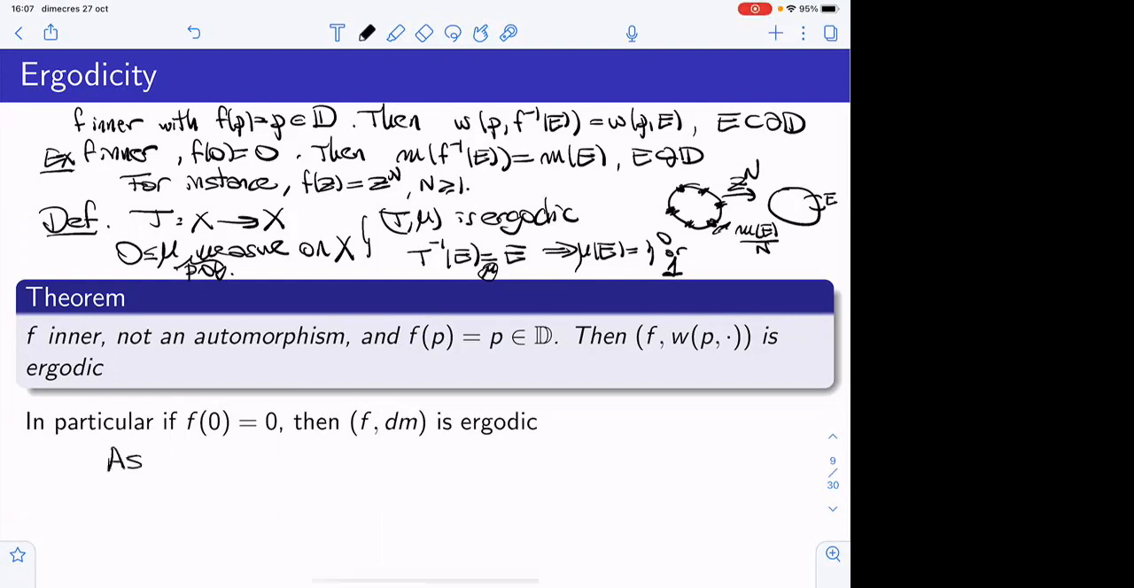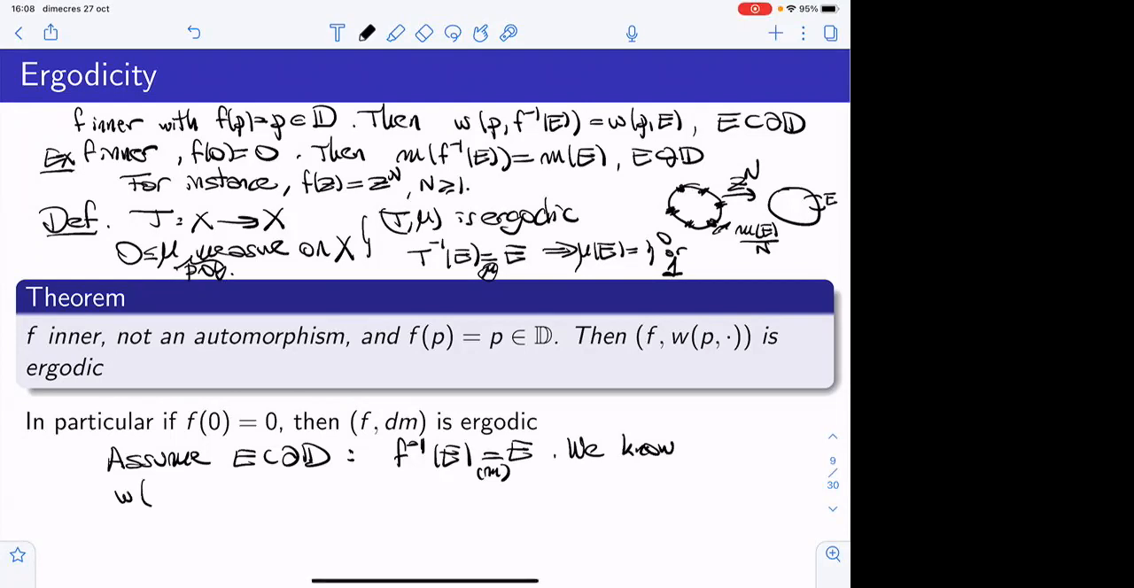So assume that you have a set E in the circle such that the set is completely invariant with respect to Lebesgue measure. As I said, this means that these two sets, E and f minus 1 of E, can differ at most on a set of Lebesgue measure 0. Then recall that we know this important property, this is by Lowner's lemma. We know that, let me write it, if we look at, let me say it that way.